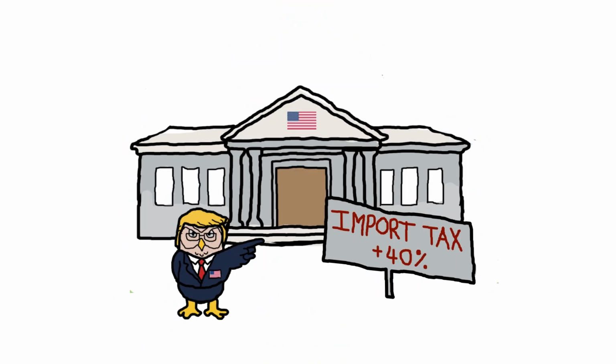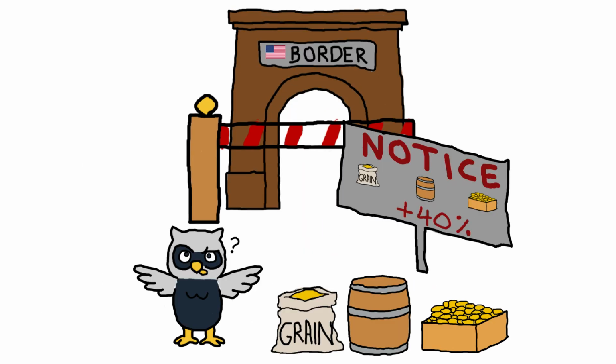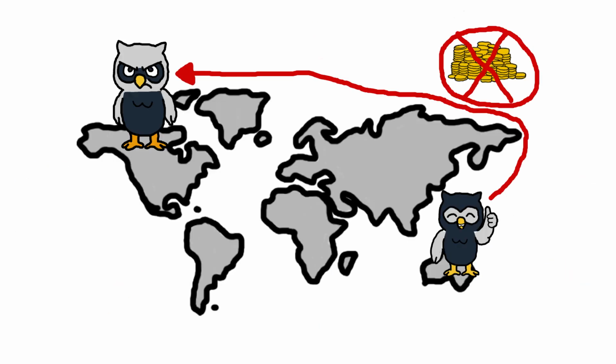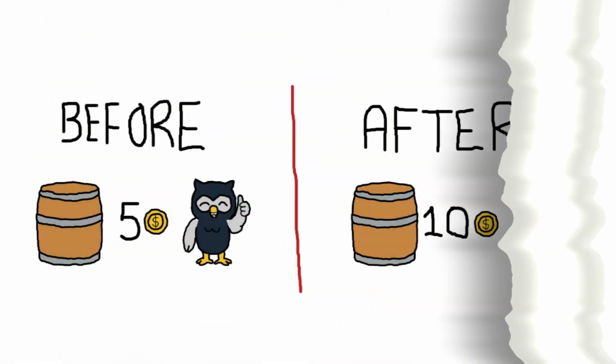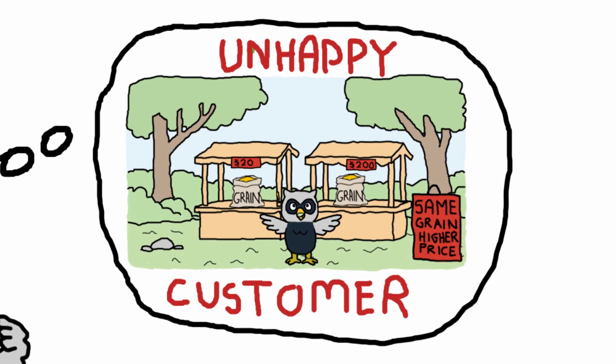Now the owl government adds a tariff for every import good. An extra cost appears at the gate. Important: the tariff is paid by the importer, not the foreign seller. So the importer's cost goes up before the crate even reaches the market.